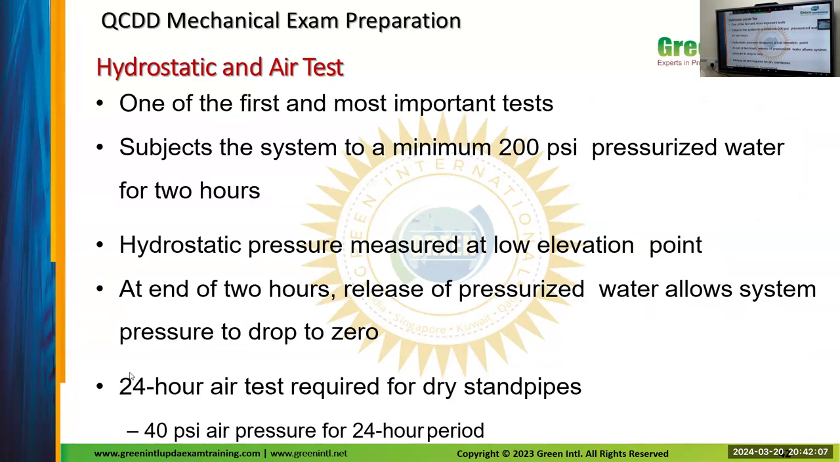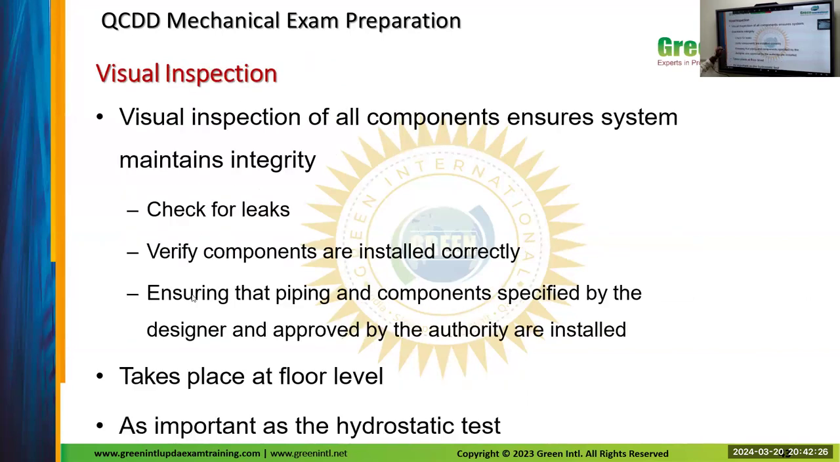And air test. We will subject the system to a minimum of 200 psi water pressure for 2 hours. Hydrostatic pressure will be applied. A 24-hour air test is required for a dry standpipe system. 40 psi is the required pressure. We have discussed it on previous slides. Okay, visual inspection. We will see all these parameters.